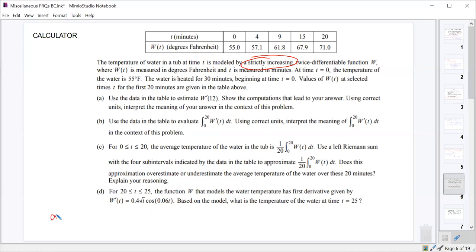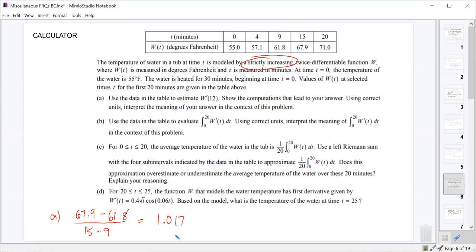So for part A, approximating W prime of 12. Just like the last one, we'll just take the smallest interval surrounding it. So we'll do 67.9 minus 61.8 over 15 minus 9. And this is a calculator one, so you can use your calculator for that if you want. I guess that's, what is that? It's like 6.1 over 6. So let's see, scoring guide says that's 1.017.